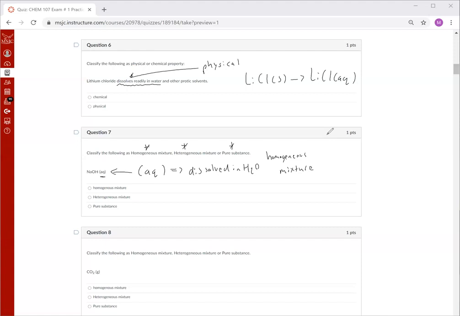Does that make sense? Perfect. Why is it not the pure substance? If it was just NaOH solid, it would be a pure substance. Got you. Thank you. But since it's aqueous, it's dissolved in water, it's mixed, and that's what the aqueous symbol is partially implying. Perfect. So let's look at this next example.